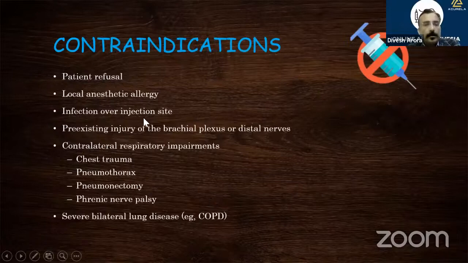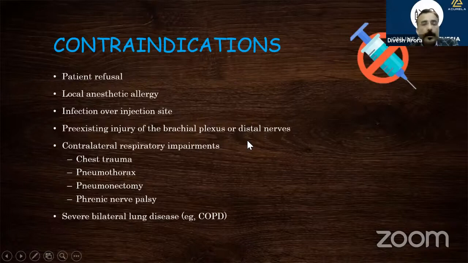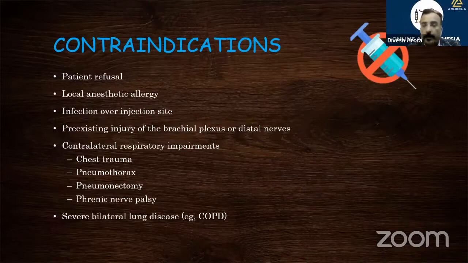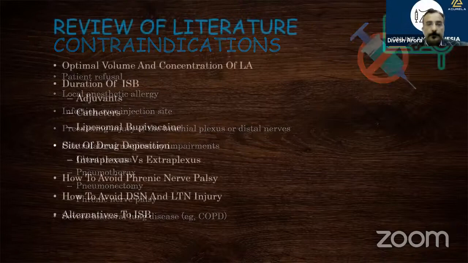So contraindications: there are general contraindications, the first three, to any kind of regional anesthesia technique, but specifically for interscalene block, if there is a pre-existing brachial plexus or distal nerve injury, please avoid. Any kind of contralateral respiratory impairment should be an absolute or relative contraindication, and severe bilateral lung disease. You must keep in mind that if by your injection you are going to cause paresis of the phrenic nerve, then it might be a cause for trouble for the patient.